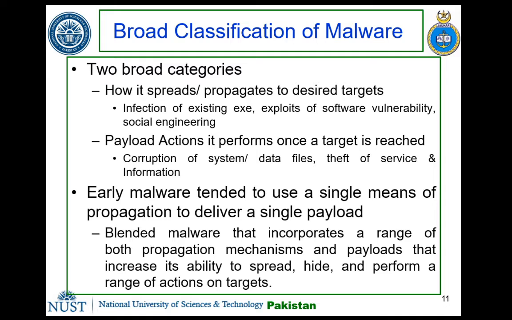Propagation mechanisms include infection of existing executable or interpreted content by viruses that is subsequently spread to other systems, exploit of software vulnerabilities either locally or over a network by worms or drive-by downloads to allow the malware to replicate, and social engineering attacks that convince users to bypass security mechanisms to install trojans or to respond to phishing attacks.